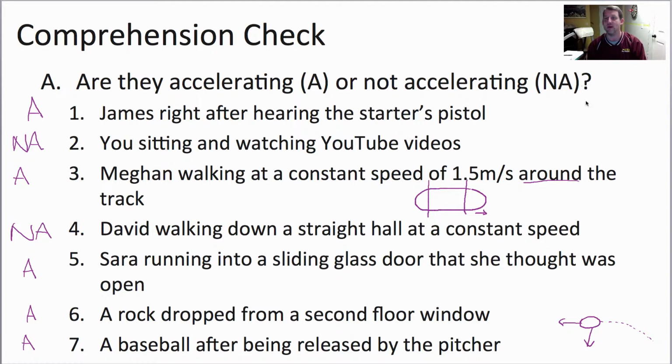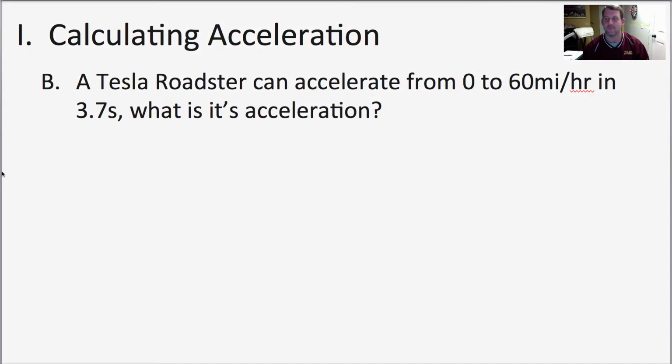All right, awesome job. Check your work. Hopefully on that you should have gotten a 6 or even a 5 out of 7. A 7 out of 7 is even better. Now that we know the 3 ways that we can accelerate, by speeding up, slowing down, or turning, we're going to learn how to calculate acceleration and what things go into an acceleration calculation.